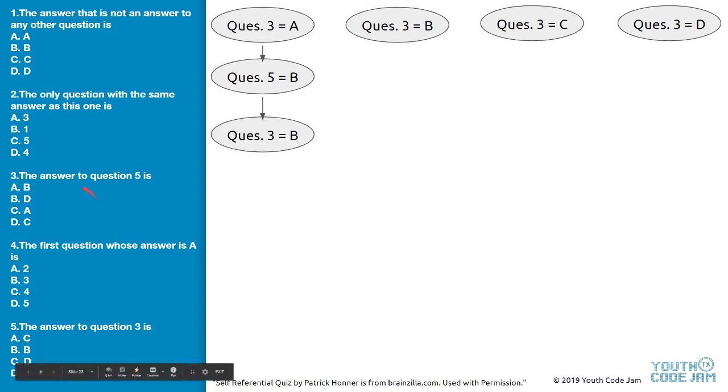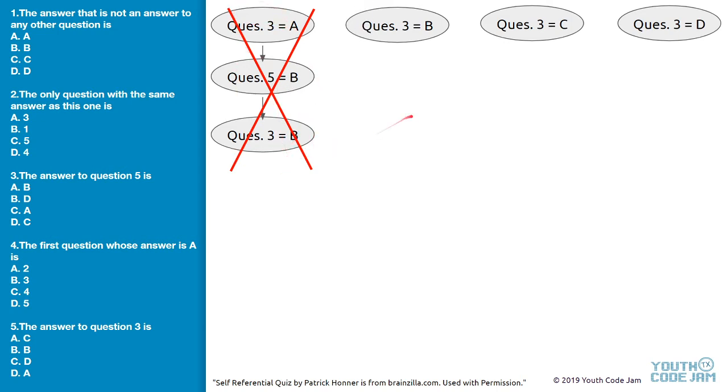So we have the answer to question 3 is, if we're guessing it's A, then the answer to question 5 is B. And if the answer to 5 is B, then the answer to question 3 must also be B. And so we have A, B, B. But hang on, I see a contradiction here. The answer to question 3 can't be both A and B. So that tells us that there's a wrong answer in this tree, and so we can just cross it out. We know that this isn't right.